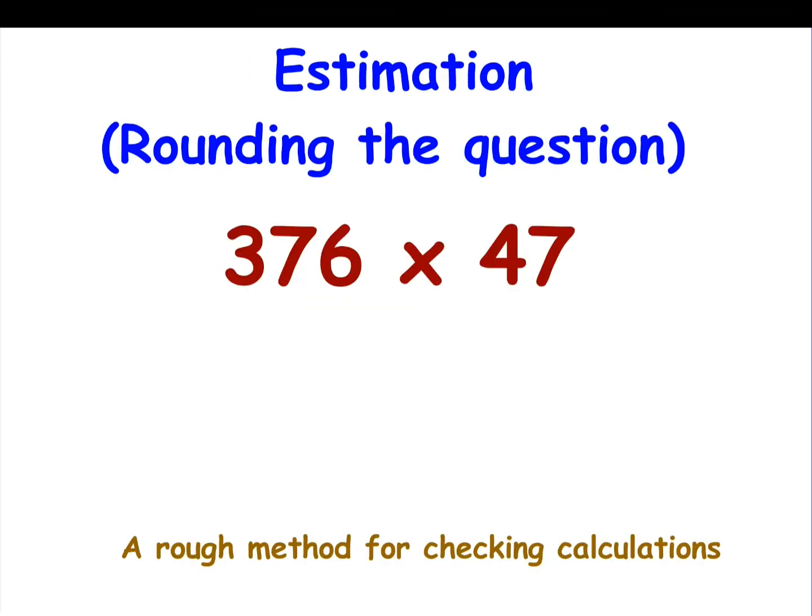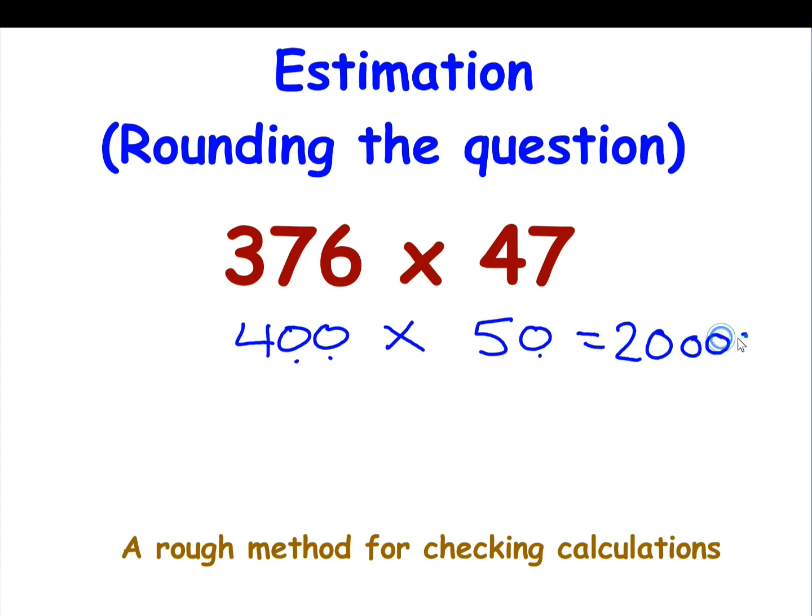Now let's look at estimation. So if you have a complicated question like 376 times 47 and you want to check your question, what you can do is make the numbers as easy as possible so you can do a quick check mathematically. So really roughly 376 is close to 400. And 47 is very close to 50. So the quick calculation I can do is 4 times 5, which is 20, and then put the zeros on to make the number complete. So 400 times 50 is 20,000.